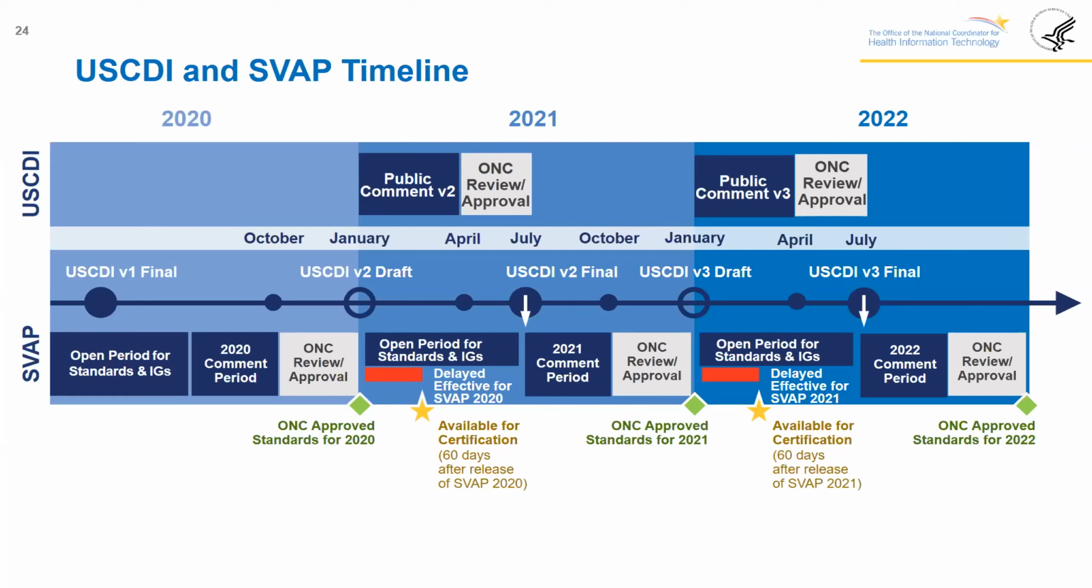So since we've already closed out our cycle for the approved standards for 2020, the USCDI version 2 will not be eligible for SVAP until it is finalized and published in mid-2021. At that point, the finalized USCDI version 2 would be eligible for consideration in the next SVAP cycle taking place this year, and if included in the approved standards for 2021, would be announced in early 2022 and available for certification at that time.